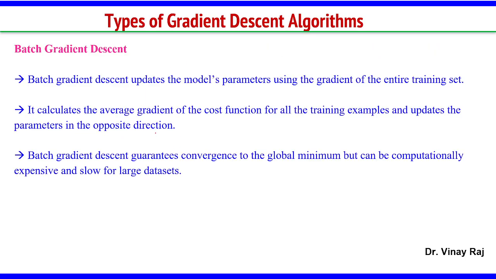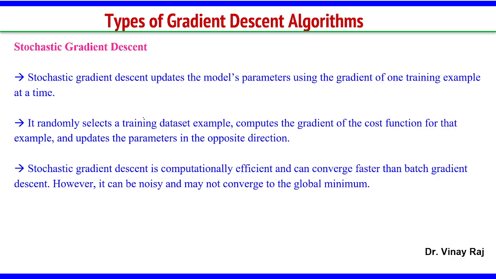What is batch gradient descent? In batch gradient descent, it updates the model parameters using the gradient of the entire training set. You will understand it better once we solve a numerical problem. If you are choosing the entire training set, then it is called batch gradient descent. It is good to calculate, because within a few iterations we will get the answer, right, but it is very slow for large data sets. It converges to the global minimum, but can be computationally expensive and very slow for large data sets. In batch gradient descent, we choose the complete data set, complete data points, and then we try to find the gradient of that.